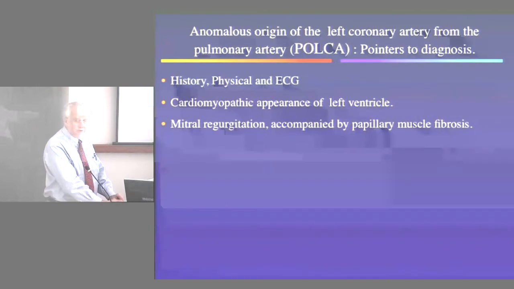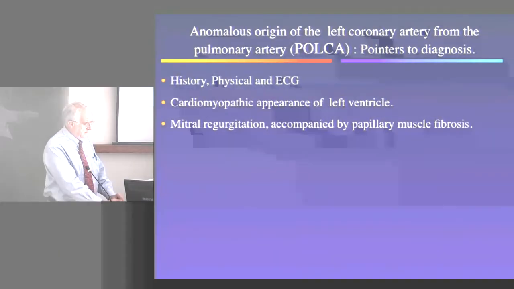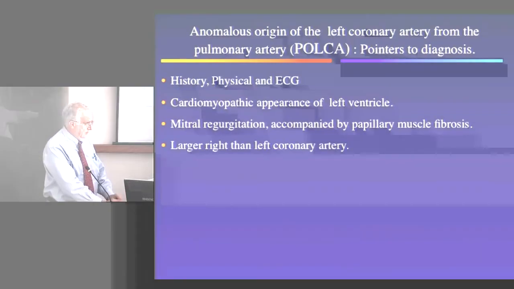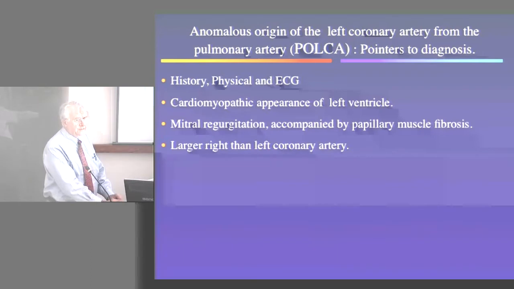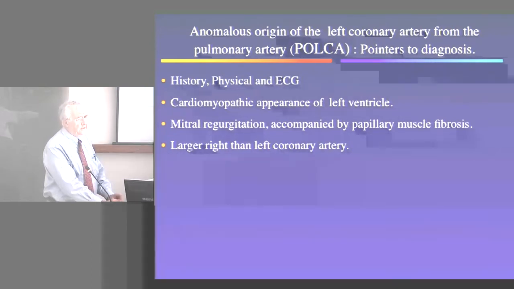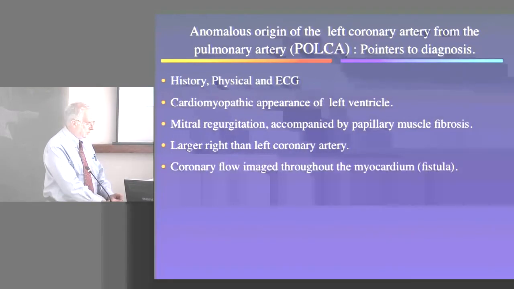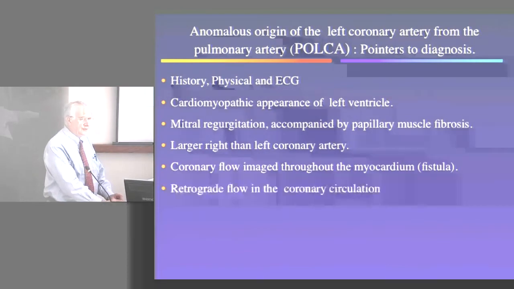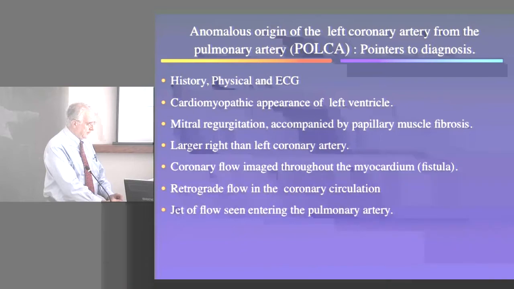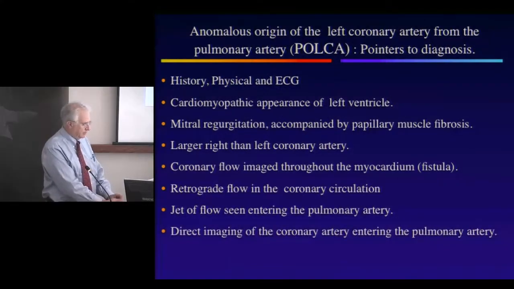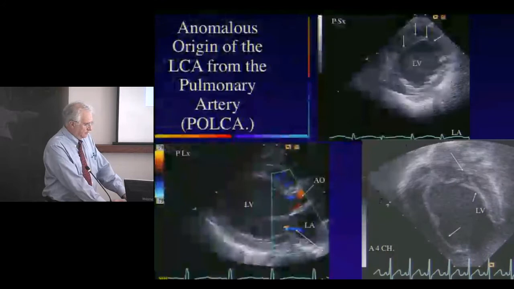Cardiomyopathic appearance of the left ventricle and mitral regurg. I think you'd be lucky to see a patient who is asymptomatic who doesn't have those conditions. The coronary arteries, because we're dealing with a fistula and the flow is from the right coronary into the left, the right coronary is usually larger than the left coronary artery, and that's not the usual rule. Coronary flow, because it's a fistula, can be seen throughout the myocardium, and there's retrograde flow in the coronary circulation, and a jet can be seen entering the pulmonary artery. Until we got color flow, we were much less good at making this diagnosis. Direct imaging of the coronaries is the last and final thing.